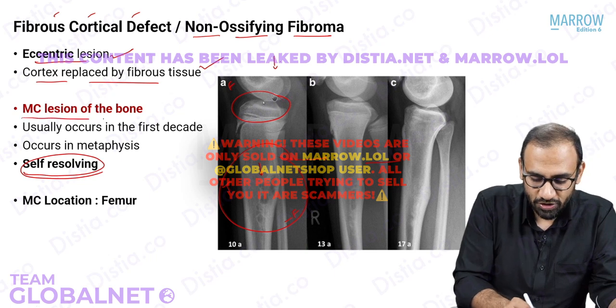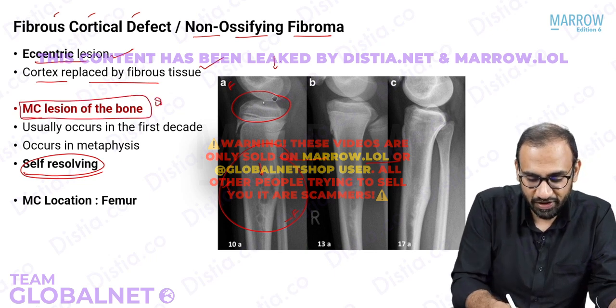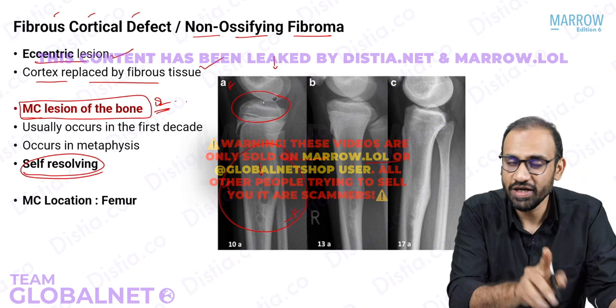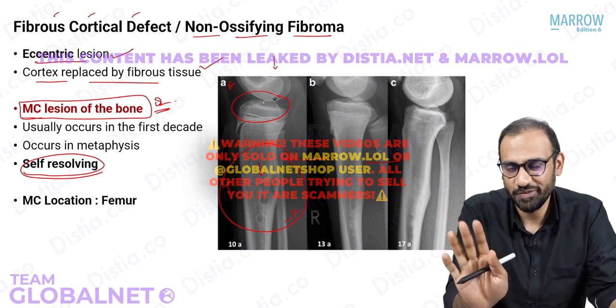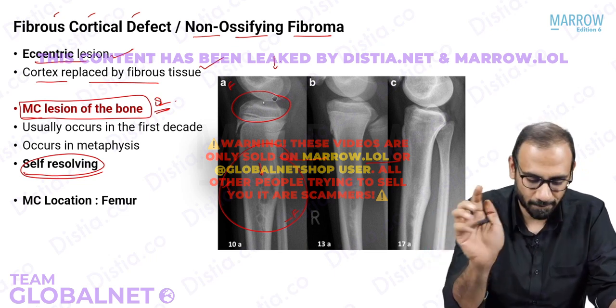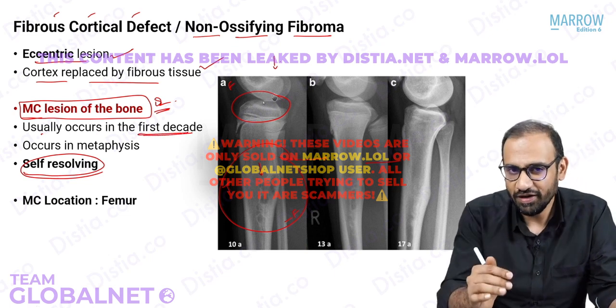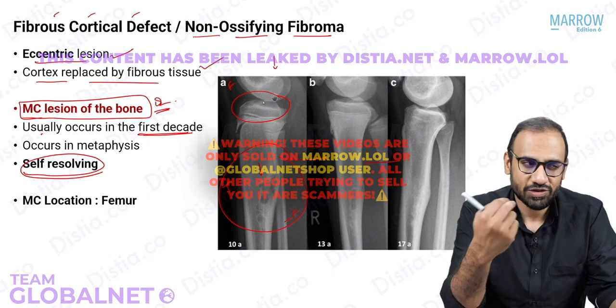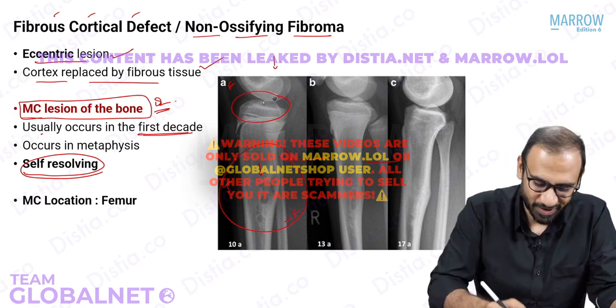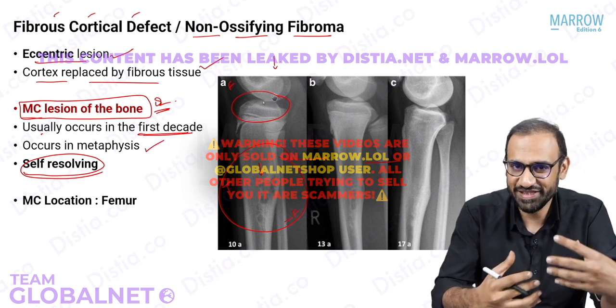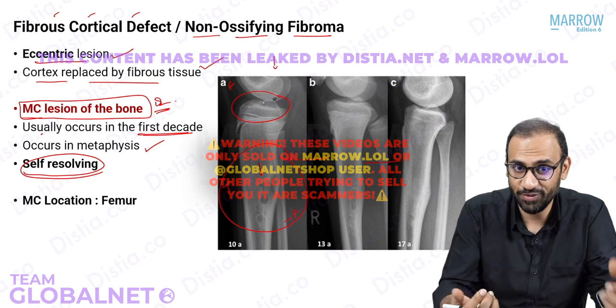It is the most common lesion of the bone. Please be very careful. I said lesion, I did not say tumor. It is the most common lesion of the bone. It can occur in a lot of people. It usually occurs in the first decade of life. And where does it occur? Epi, meta, or dia? It's not the epiphysis. It's not the diaphysis. So it's usually metaphyseal. See, now the tables are starting to make sense and add value.